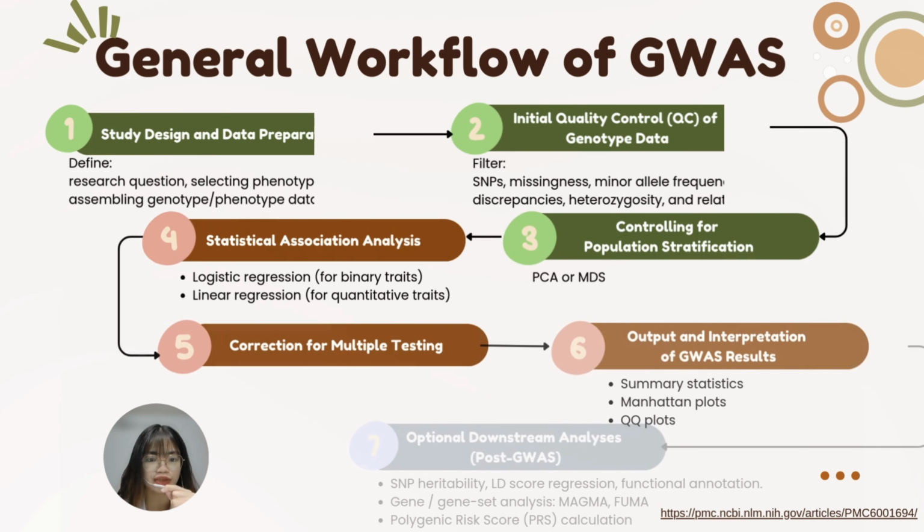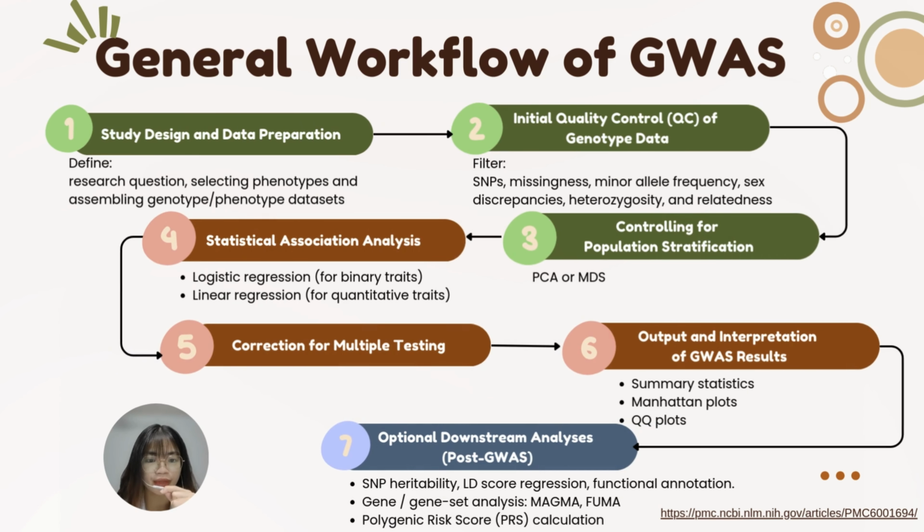GWAS follow a three-stage workflow. First, in the pre-GWAS stage, we prepare the data by designing the studies and assembling genotypes and phenotypes datasets. We then perform initial quality control to filter out SNPs, missingness, and so on. After that, we correct for population stratification using PCA. These steps ensure our data is clean and unbiased.